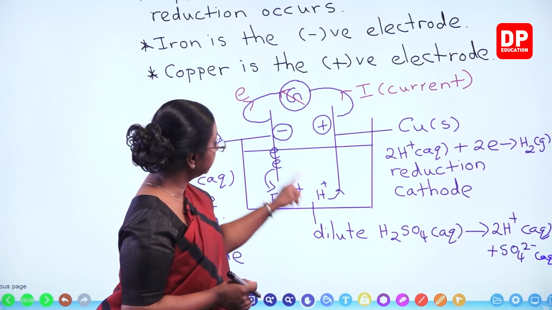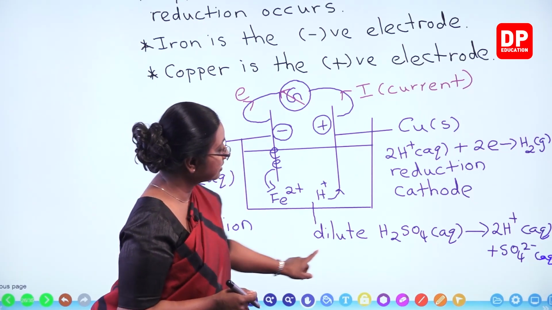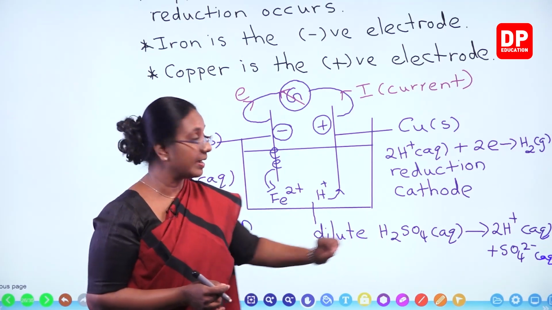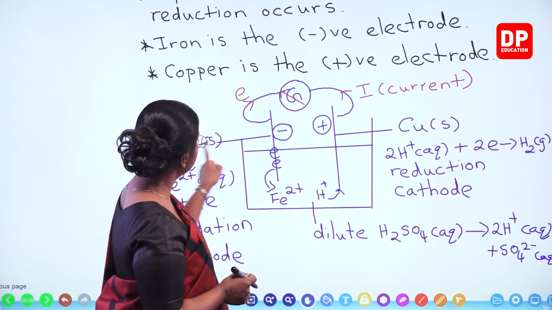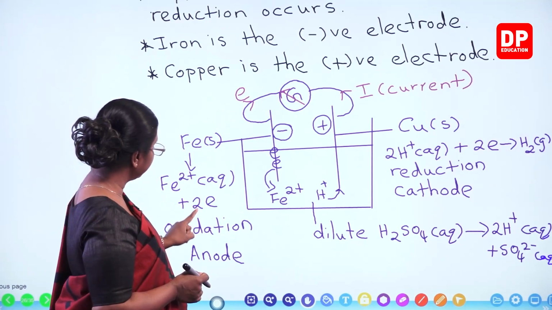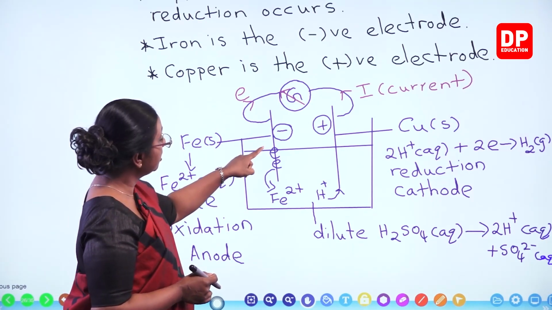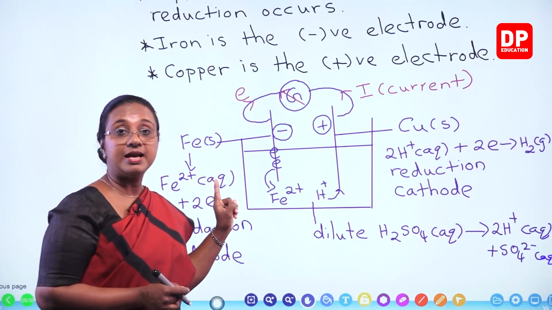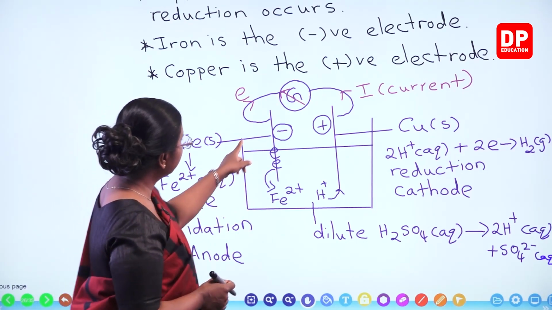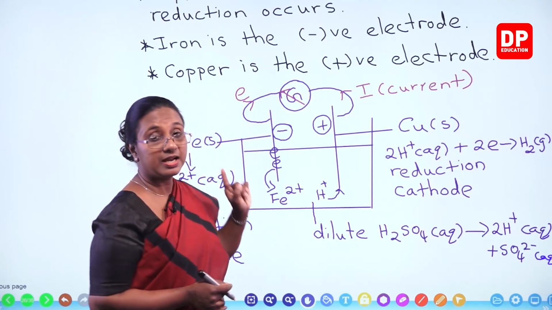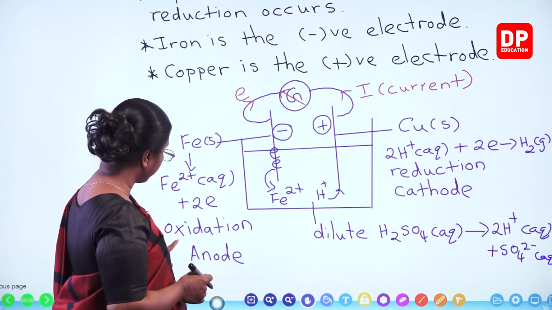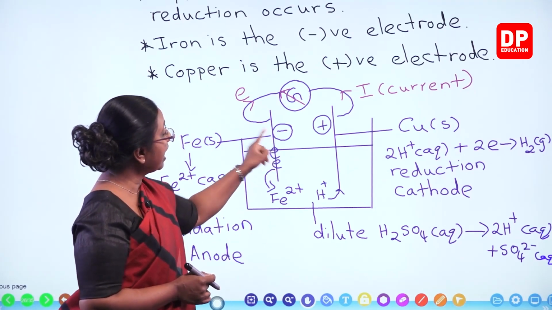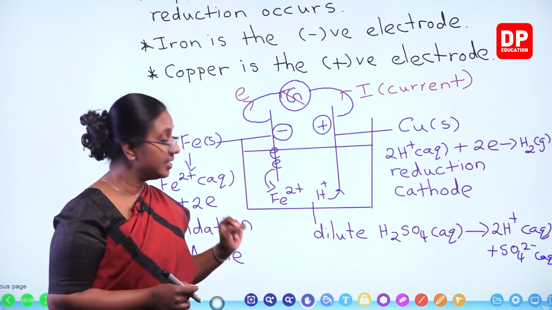We have the beaker containing dilute sulfuric acid. It dissociates to form H plus and SO4 2 minus ions. At the same time, because iron is more reactive, it undergoes oxidation, losing electrons on the electrode and Fe2 plus ions go into solution. So because of that, this becomes the negative electrode. So iron undergoes oxidation and becomes the anode, and also it becomes negatively charged.